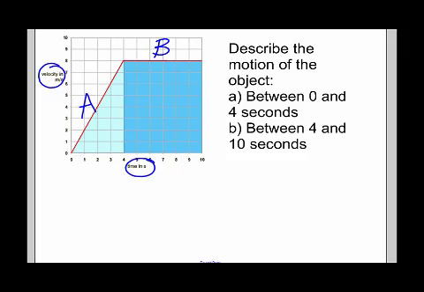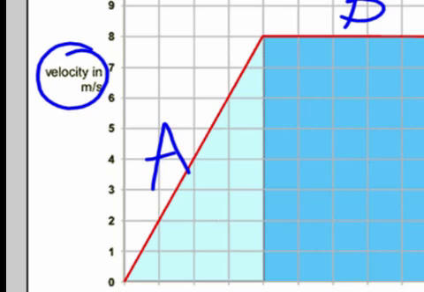Section A of the graph, like we just talked about, shows me a nice straight line upwards. So section A means if I have a straight line slanting up on a velocity time graph, that means it's acceleration. So A is showing me acceleration.